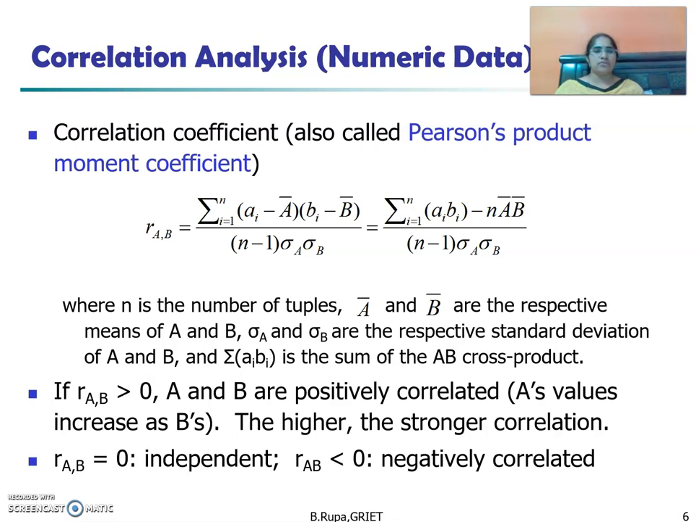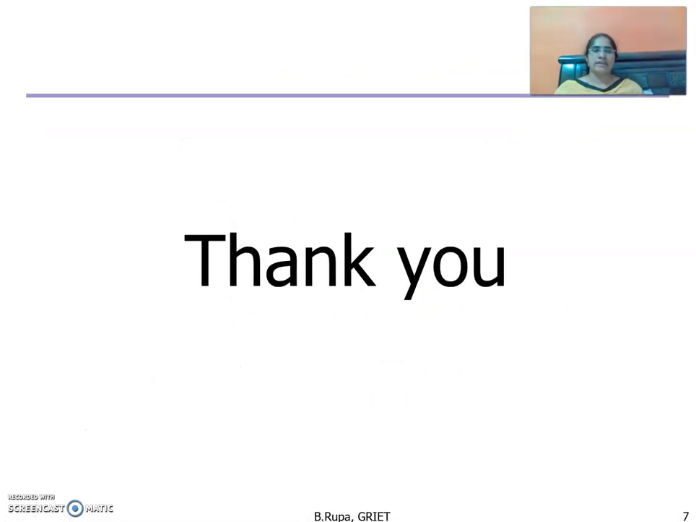By using correlation analysis for both nominal data and numerical data, we find how the variables are correlated. Based on this correlation, we can easily handle redundancy problems. This is about the methods available within data integration.